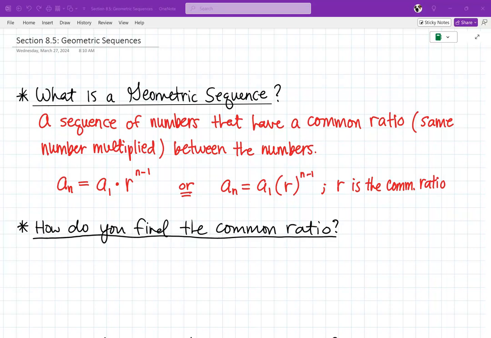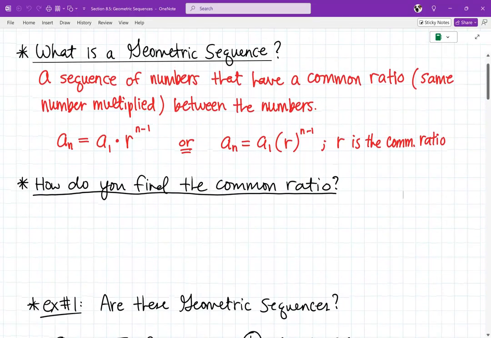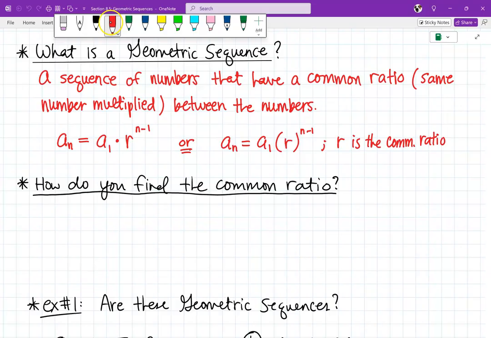So how do you find a common ratio? Sometimes they're going to tell you to find it. They're going to give you the numbers, and you're going to have to find it. So here's how you do it.